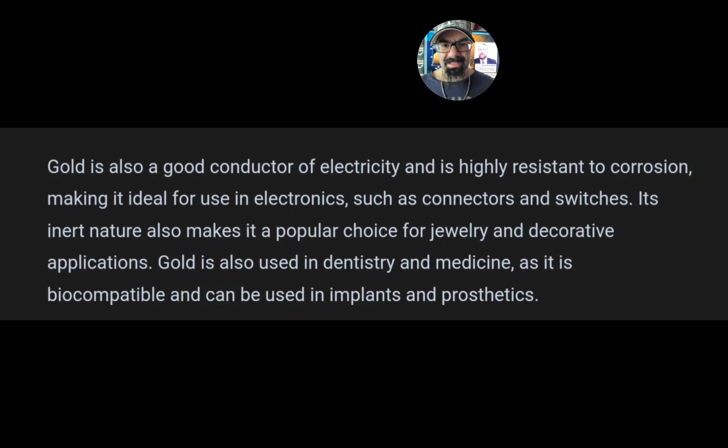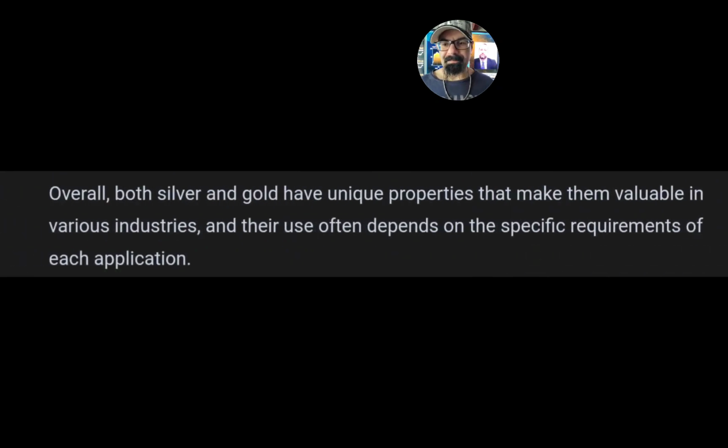Gold is also used in dentistry and medicine as it is biocompatible and can be used in implants and prosthetics. Overall, both silver and gold have unique properties that make them valuable in various industries, and their use often depends on the specific requirements of each application.